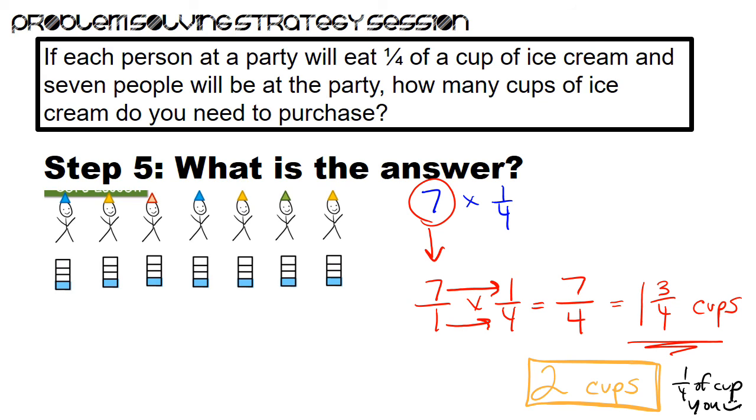But this is a really simple problem solving strategy that you can use with any word problem that's given to you. So follow the steps, and I guarantee you'll be able to see what the equation is and then how to solve it at the end.